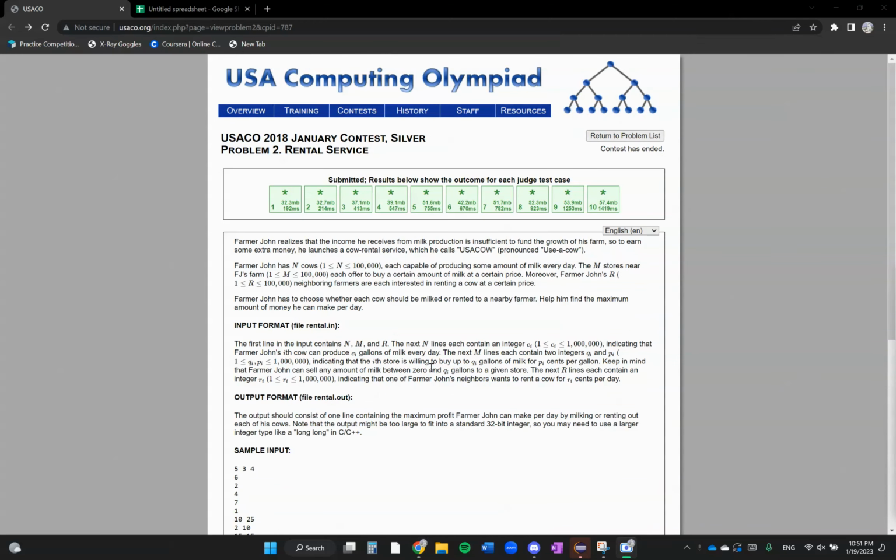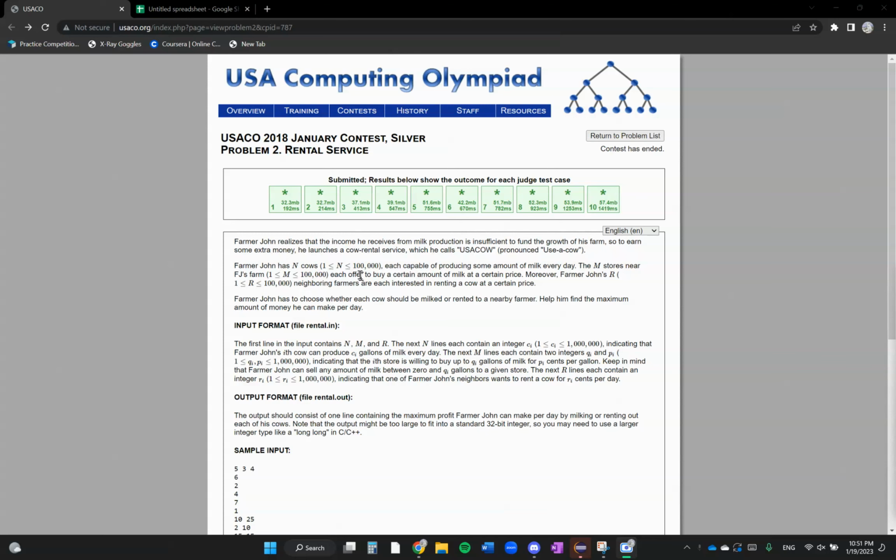Hi guys, and today I'm going to be solving the USACO 2018 January Contest Silver Problem 2, Rental Service. So, Farmer John realizes that the income he receives from milk production is insufficient to fund the growth of his farm. So, to earn some extra money, he launches a cow rental service called USACO.